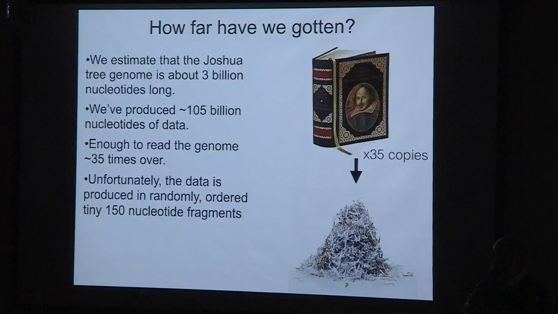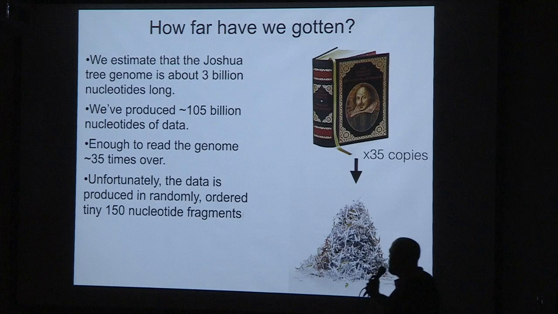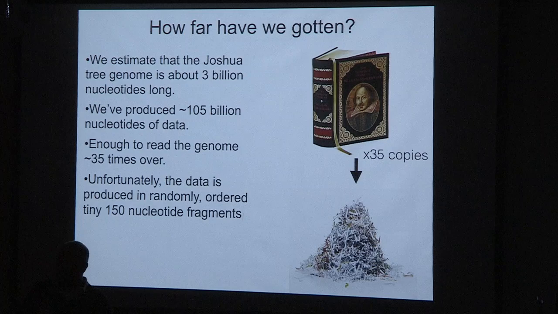The problem is that those 105 billion nucleotides come in little 150 nucleotide chunks. So this would be the equivalent of taking, say, the complete works of Shakespeare and getting 35 copies of it and then putting all of those through a shredder and then taking each of the little tiny tidbits and trying to figure out Macbeth from that.